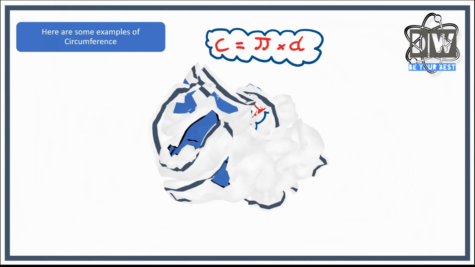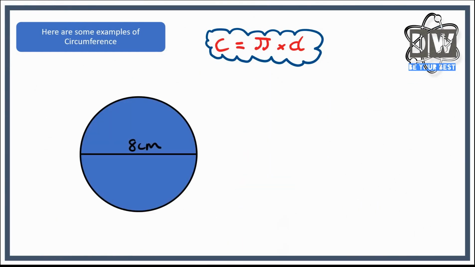All right, so let's have a little go at one now. We've got ourselves a circle, we've got a diameter of 8, and all we would do is rewrite our formula, which is just here. We'd rewrite it with C equals pi times 8, because we know what the diameter is, it's 8, so we put that in. We can then rewrite it as 8 pi, because pi times 8 equals 8 pi.